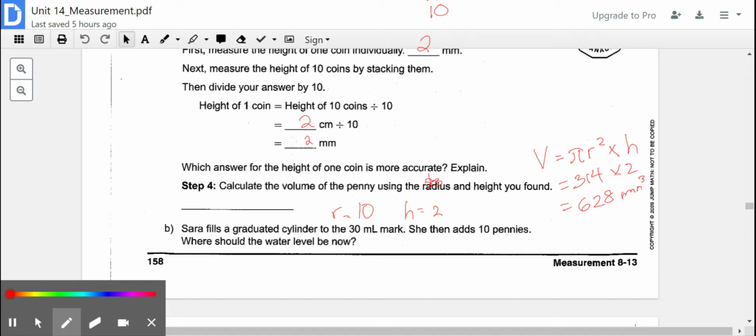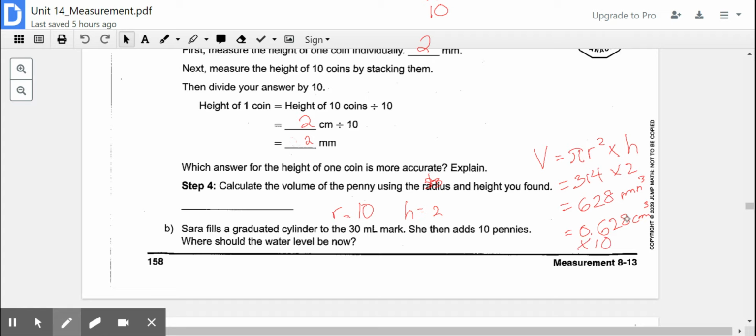All right, I was just having a moment there. When we're taking a look at volume here, 628 millimeters cubed is equal to 0.628 centimeters cubed, because we're dividing by 1,000. Now, each centimeter cubed is 1 milliliter. So if she's adding 10 pennies, she's adding 10 times this number. So 0.628 times 10, using our calculator, she's added 6.28 milliliters. And she already had 30. So the water level should be at 36.28 milliliters.